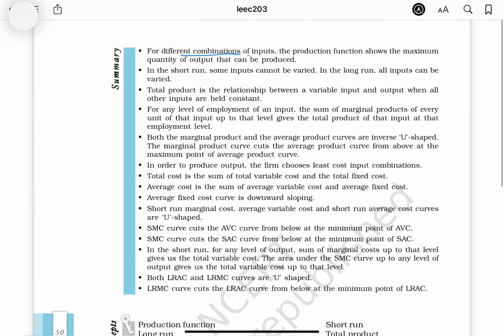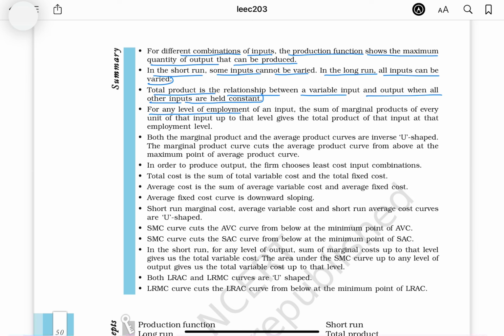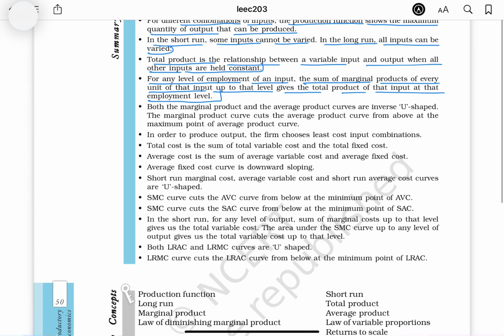For different combinations of inputs, the production function shows the maximum quantity of output that can be produced. In the short run, some inputs cannot be varied. In the long run, all inputs can be varied. Total product is the relationship between a variable input and output when all other inputs are held constant. For any level of employment of an input, the sum of marginal products of every unit of that input up to that level gives the total product of that input at that employment level.